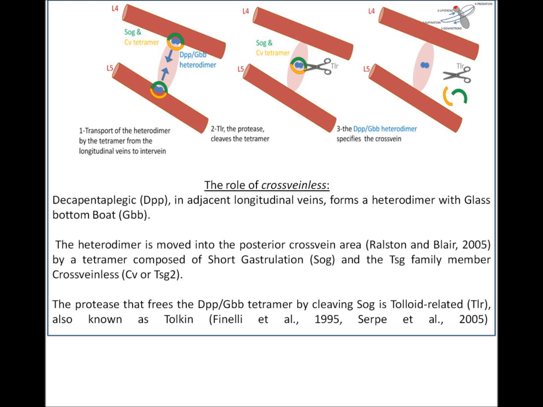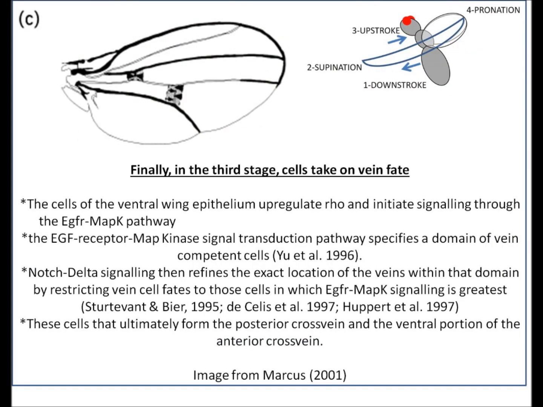And finally, coming on to the third stage, this is a stage where you have the veins appearing properly. The cells of the ventral wing epithelium upregulate Rho and initiate signaling through the EGFR MAPK pathway, so epidermal growth factor receptor MAP kinase signal transduction.